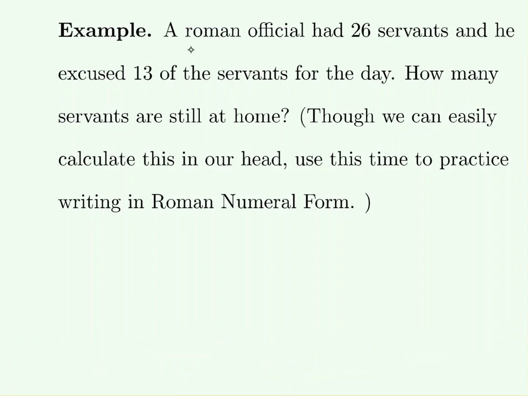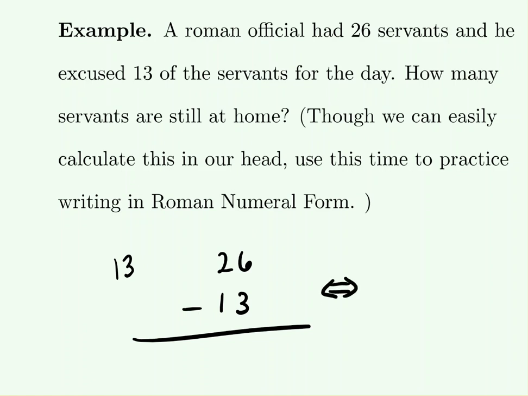In this example, a Roman official had 26 servants and he excused 13 of them. How many are still in the home? Now, definitely we know just from our mental calculations, the answer is going to be 13. But let's practice working with the Roman symbols, just for practice of how this could have been done using their terminology. So we are trying to write the problem 26 minus 13, because that's the operation that we're doing in our head to find this answer. Let's translate that to Roman numerals. So for 26 minus 13, we look at our symbol chart. Now again, we're going to look at like things.